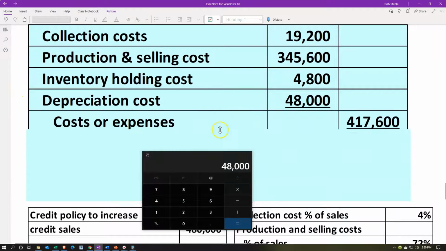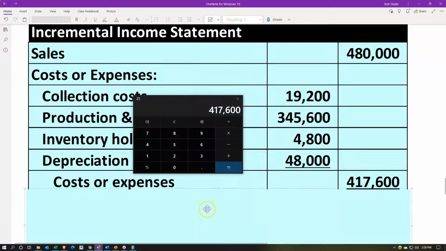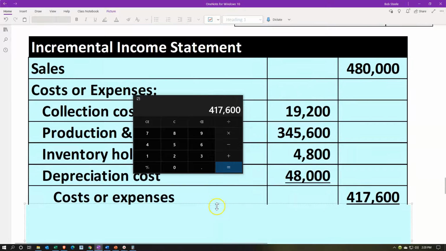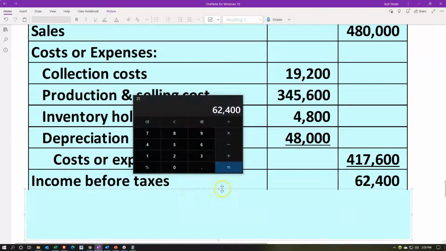Then if we add these up, we're going to say the total cost, then let's do it on the calculator. You can see it there, but I just feel like typing it in there just for the fun of it. We got 19,200 plus 345,600 plus 4,800 plus 48,000, and that gives us the 417,600. And then we're going to say that we have the income before taxes, which is going to be the sales amount, 480,000 minus the 417,600 gives us the 62,400 there, 62,400.